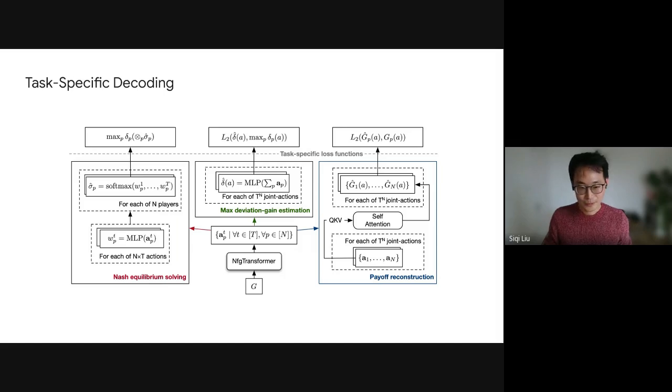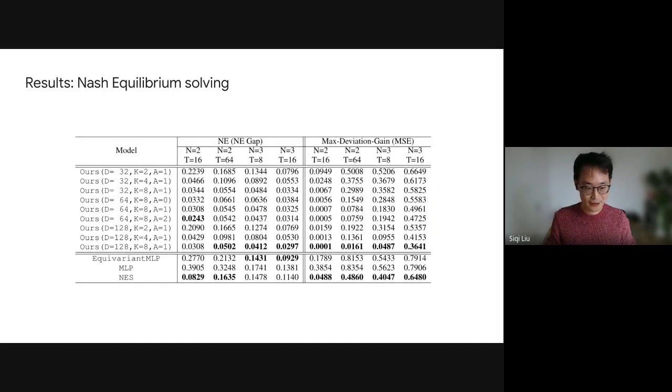Okay, so as I said, these are the 3 tasks that we experimented with in the paper. There could probably be other tasks we can use this for. And how are the results? Here we're evaluating this encoder-decoder architecture on a suite of games of different sizes. So 2-player 16 actions each, 2-player 64 actions each, up to 3-player 16 actions each. And these are sampled from a distribution of games where the equilibrium would be such that we can cover the full space of equilibrium.